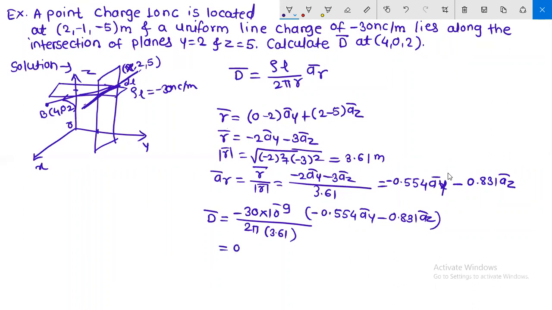0.733 into 10 raised to minus 9 a bar y, plus 1.099 into 10 raised to minus 9 a bar z, Coulomb per meter square.